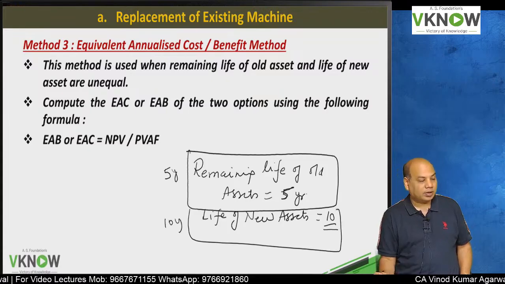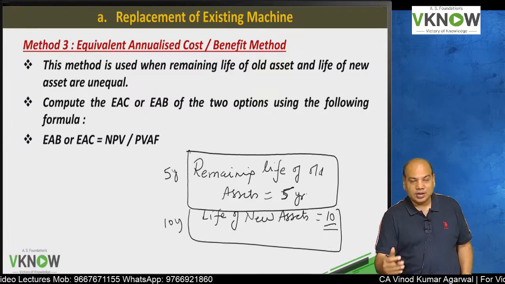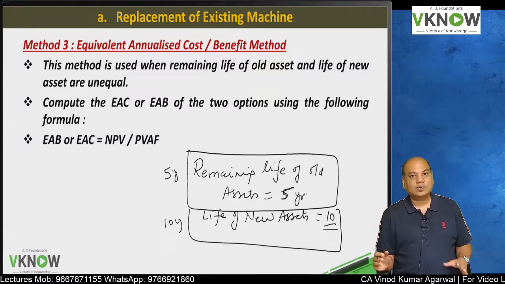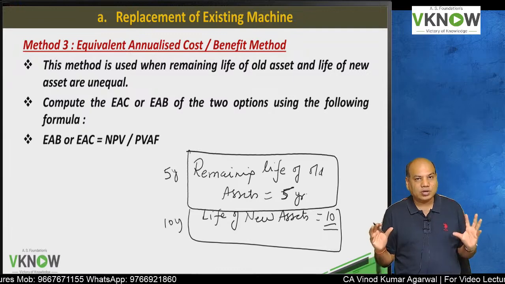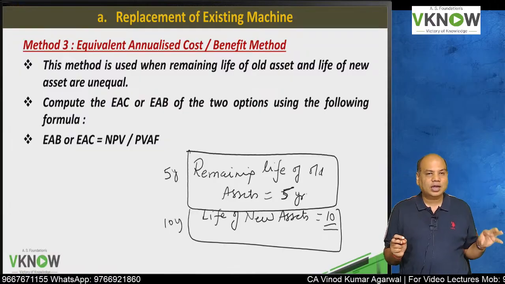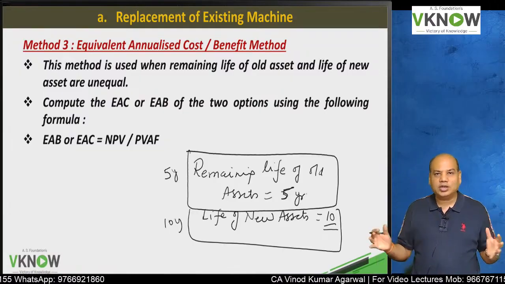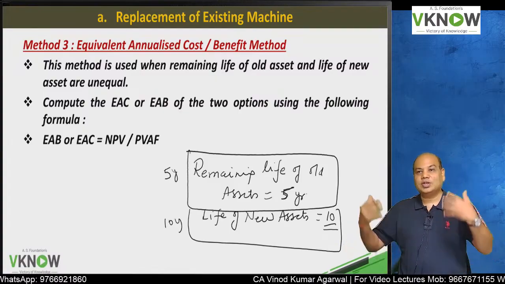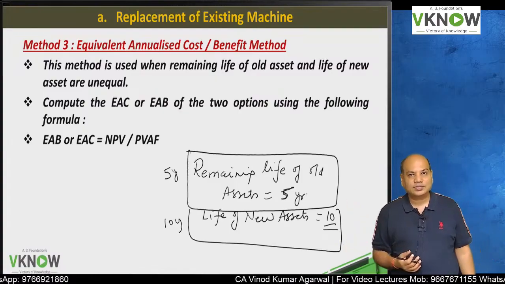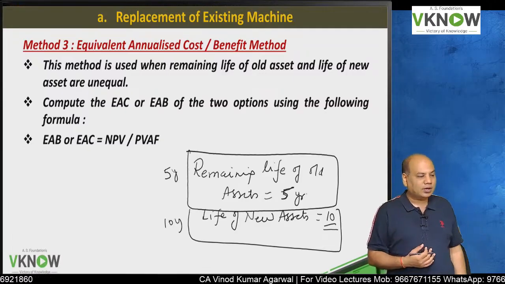These are not comparable. I can't apply incremental approach also. I can't apply total approach also because they are not comparable. How would you compare a 5-year life asset with 10-year life asset? They are not comparable. 10-year will always win. It will generate cash flow for 10 years. So then you will be biased towards replacement.